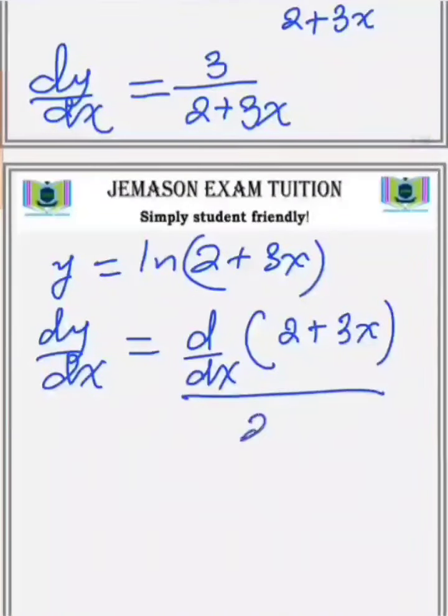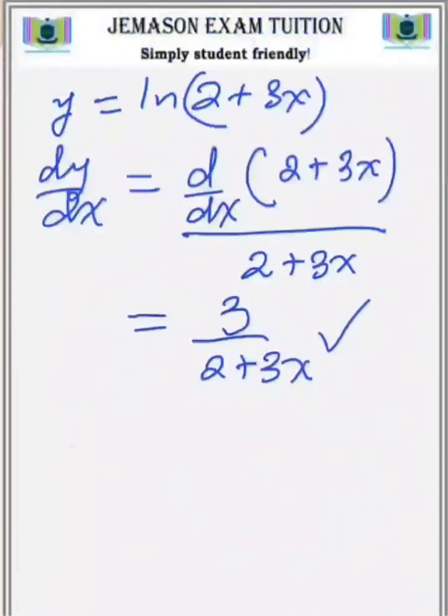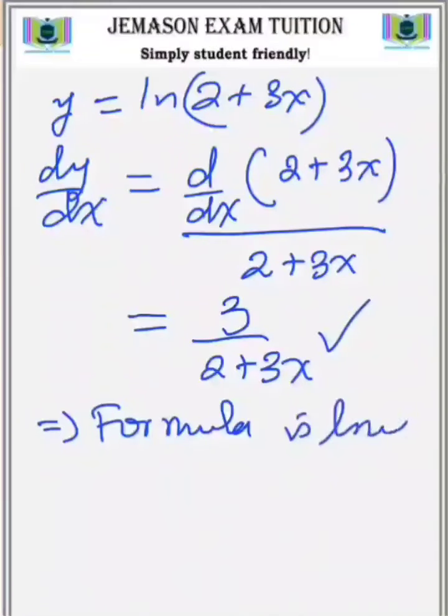divided by the argument itself, 2 plus 3x, and d over dx of 2 plus 3x, the derivative of 2 is 0 and the derivative of 3x is 3, so we have 3 all over 2 plus 3x, which actually confirms what the formula gave us for the case where n equals 1. So we can conclude that the formula is true for n equals 1.